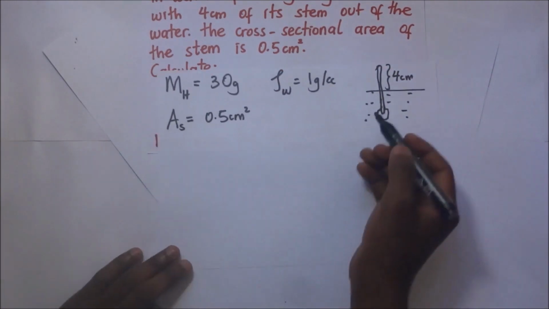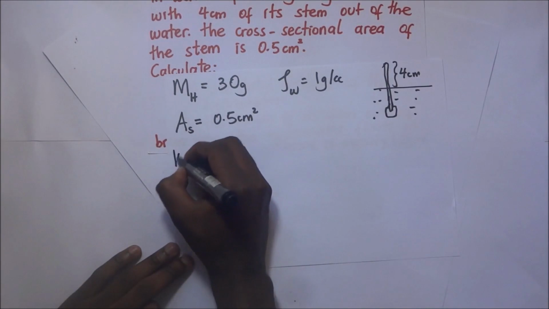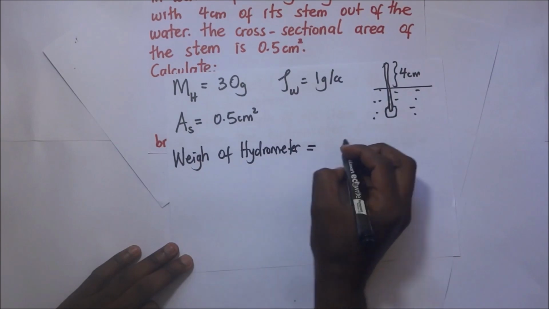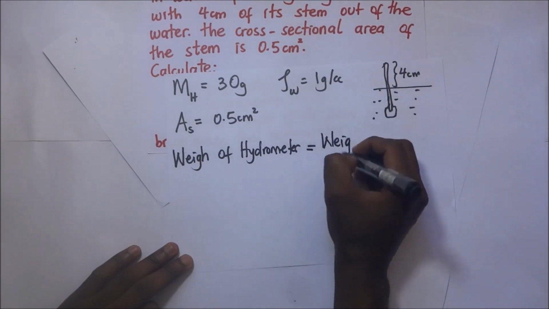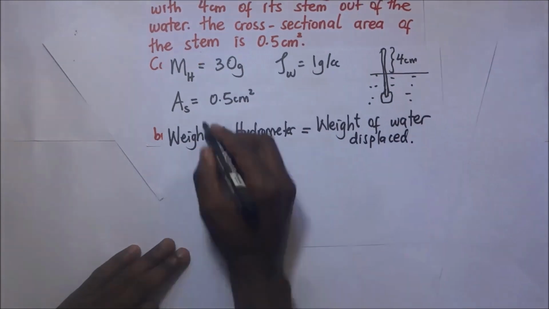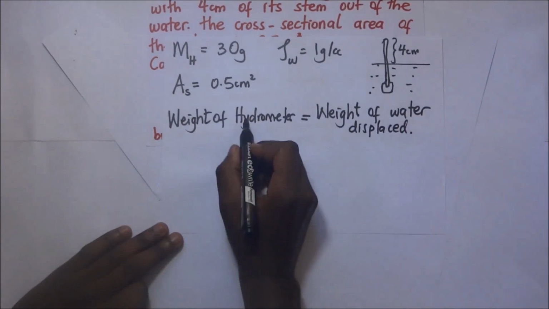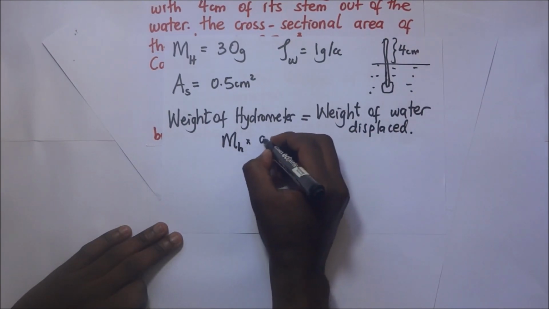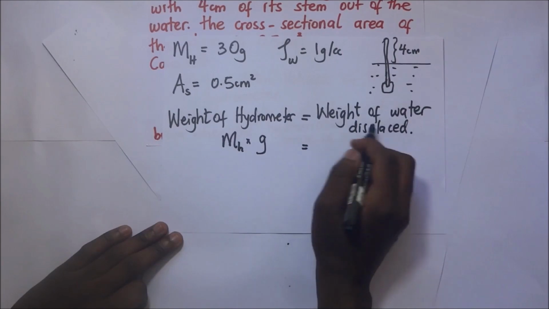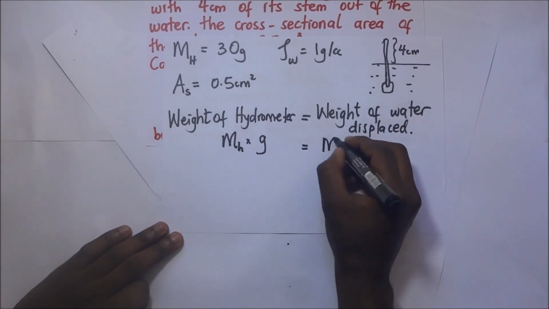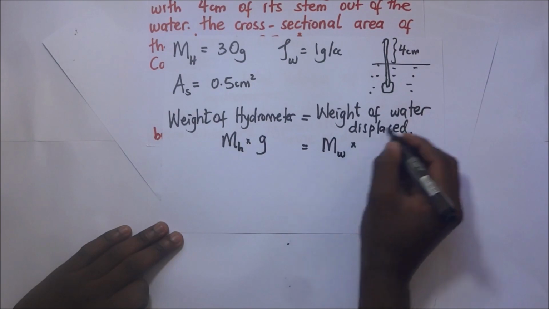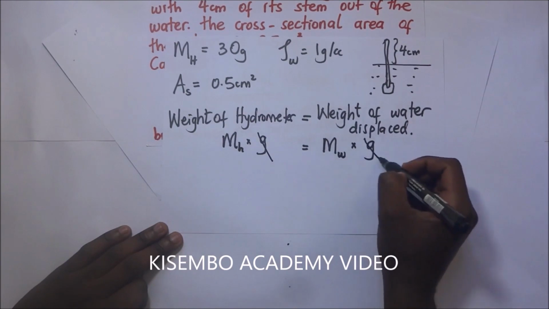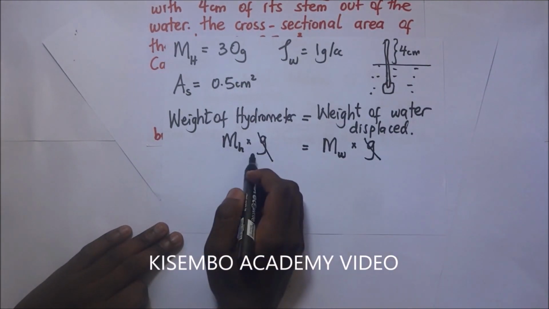So we'll begin by saying the weight of the hydrometer when it floats in water is equal to the weight of the water it's going to be displacing. That's the principle of flotation. So what's the weight of the hydrometer? The weight of the hydrometer is given by the mass of the hydrometer multiplied by gravity, or it's going to be given by the weight of the water displaced, which is the mass of the water multiplied by gravity. So of course the gravities will cancel out, and we remain with the mass of the hydrometer here.